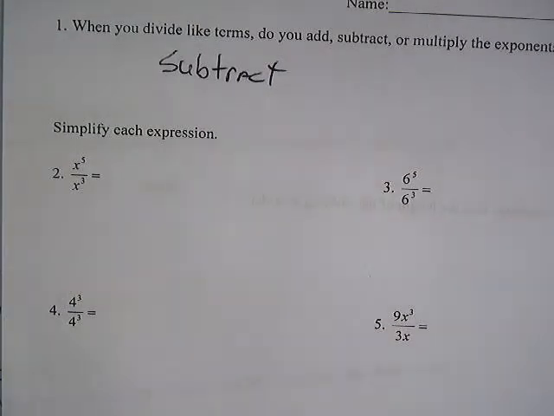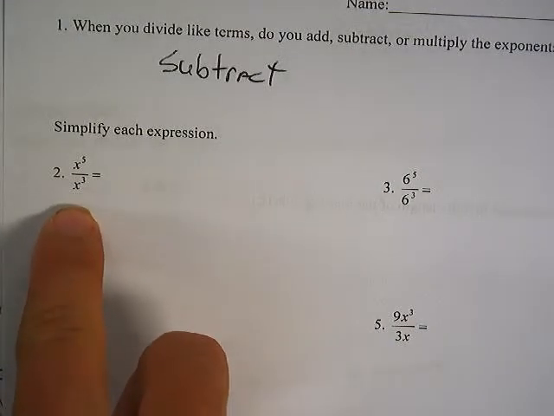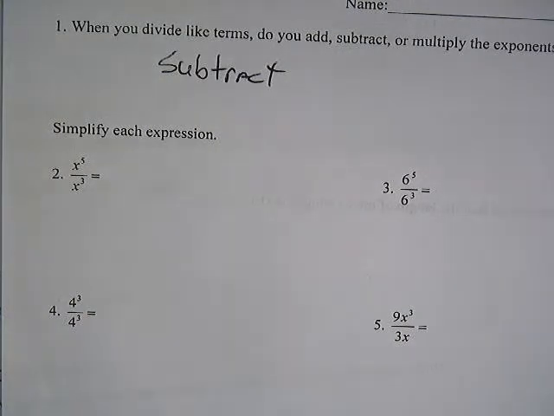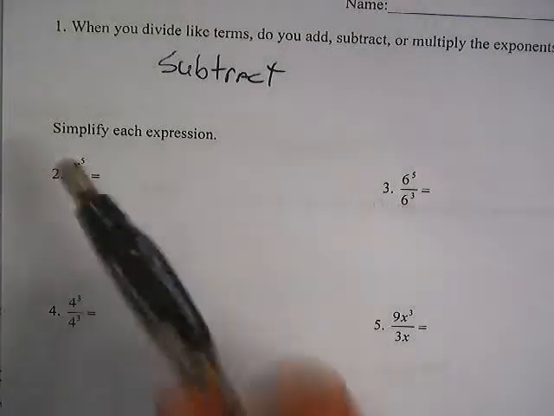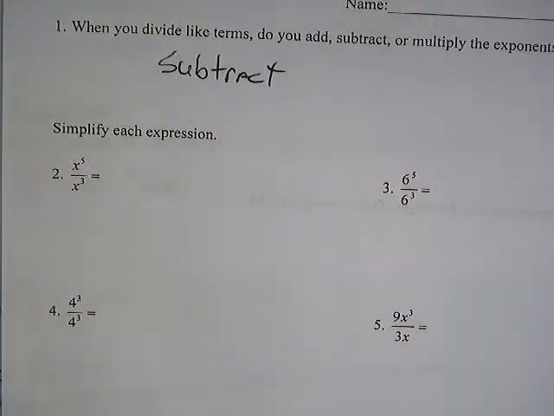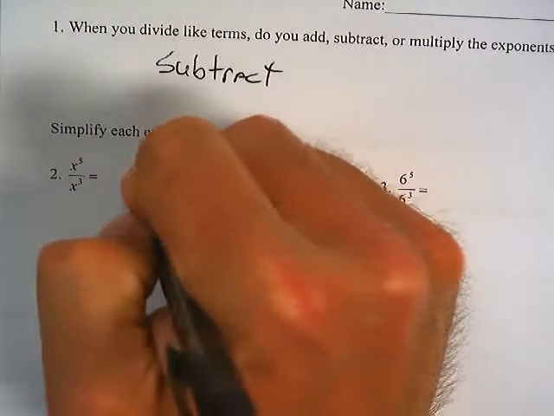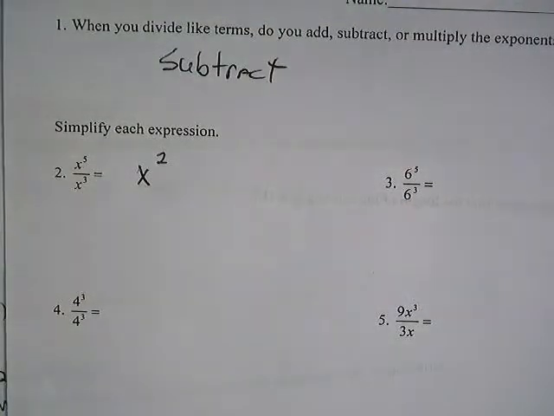Okay? On number 2, what's the like base? The like base is x. We have x to the 5th over x to the 3rd. Where is the x larger? On top. So it's going to stay on top. What is 5 minus 3? 2. So that's going to give us x squared. Any questions there?